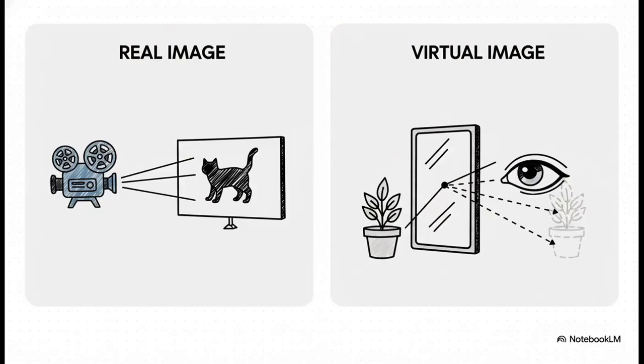Okay, here it is. A real image is formed where light rays actually come together. Think about a movie projector hitting a screen. Light is physically landing there to create that image. A virtual image, on the other hand, is formed where light only appears to be coming from. Your reflection in a regular flat mirror? Perfect example. It looks like it's behind the glass, but come on, we know there aren't any actual light rays back there. It's basically a super convincing optical illusion, kind of like a mirage.